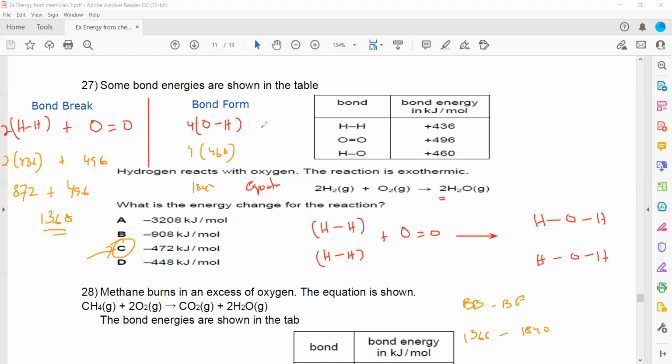Is it clear? Discussion? Anyone having a doubt till this point?